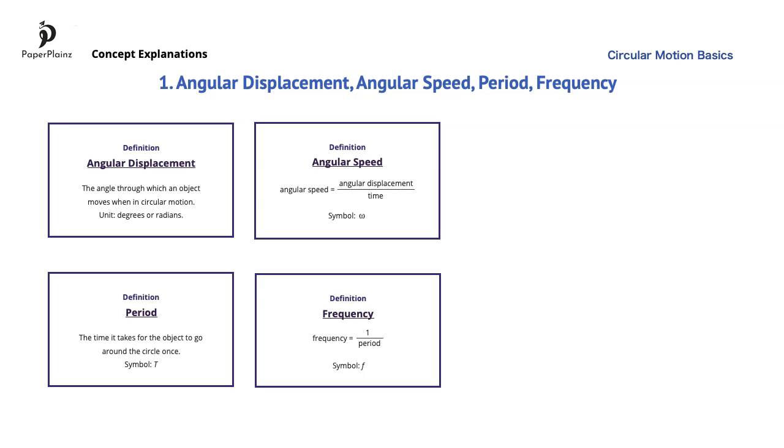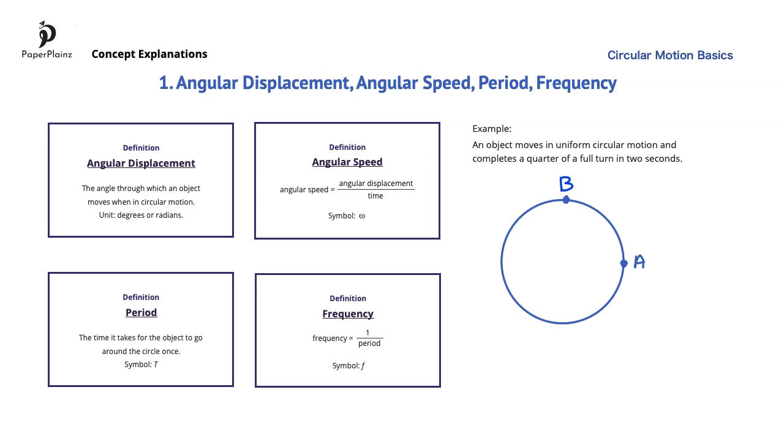Let's see how to calculate these four quantities through an example. We have an object that moves in uniform circular motion and completes a quarter of a full turn in 2 seconds. Uniform circular motion simply means that the object is moving at constant speed. Let's draw this situation. The object moves from point A to point B in 2 seconds. Let's label the angle through which the object has moved as theta. This angle is the angular displacement.